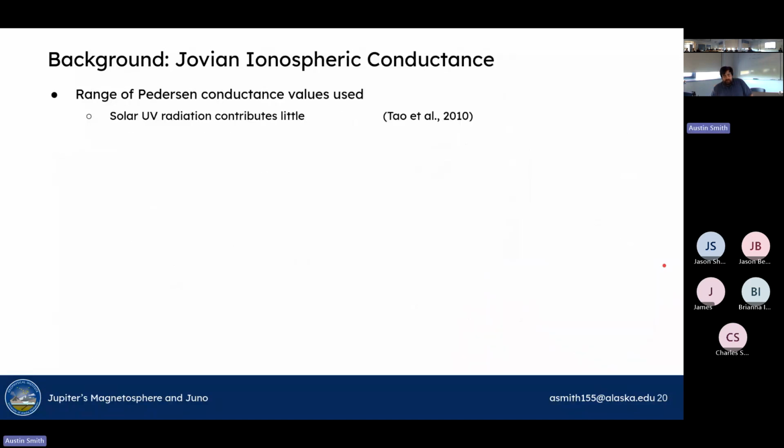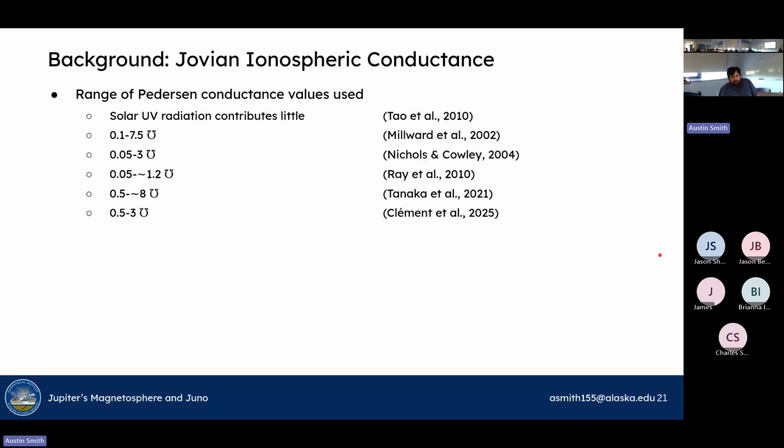So as far as the ionosphere of Jupiter goes, even less is known about it compared to the magnetosphere. Only recently, in the last 3 months, there were high latitude radial occultations of Jupiter's ionosphere. And because Jupiter is sitting at 5 AU, solar illumination doesn't play as big of a role. So for the ionosphere conductance, solar UV radiation doesn't contribute that much.